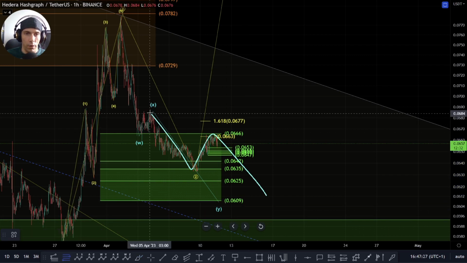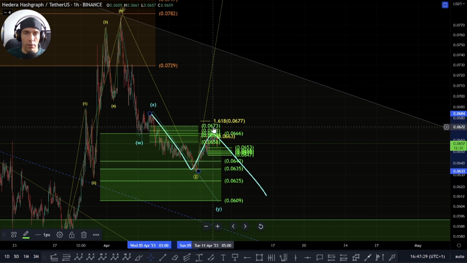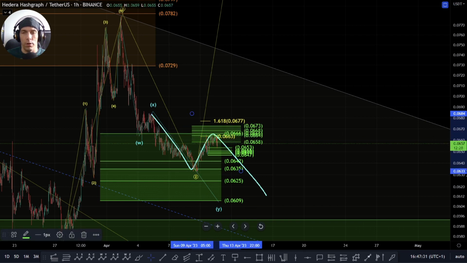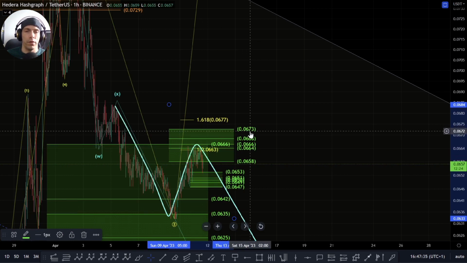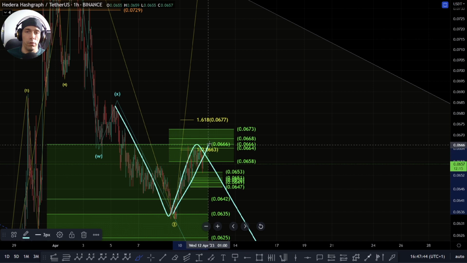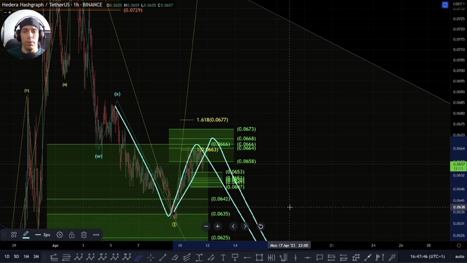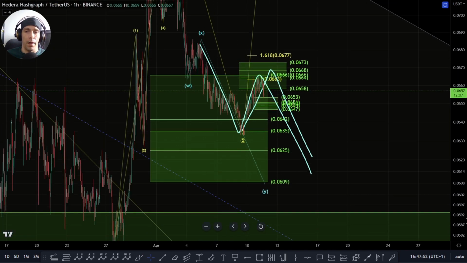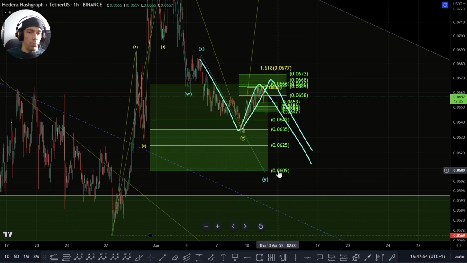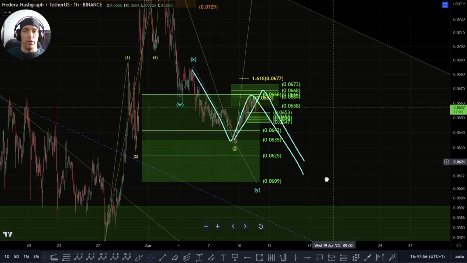So the key thing here, if we're looking for continuation down, is we're probably going to look for rejection right where we are, if this is the case. If we start to break above this 0673 range, and get above this and sort of consolidate, what we would then be looking for is continuation to the upside. However, if we just move up into this range, I would be looking for that potential to come down one more time towards this 0625 or this 0609 as a Y wave, where this becomes A, B, and C.